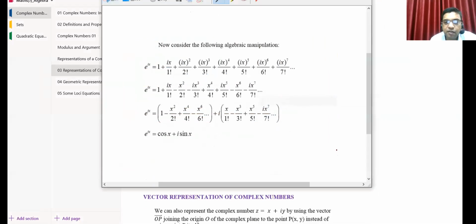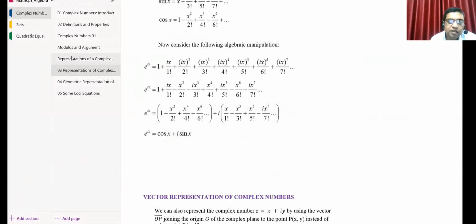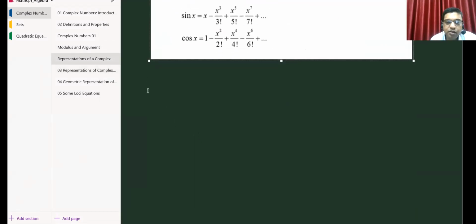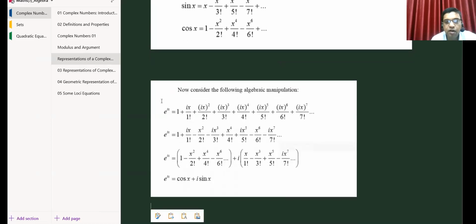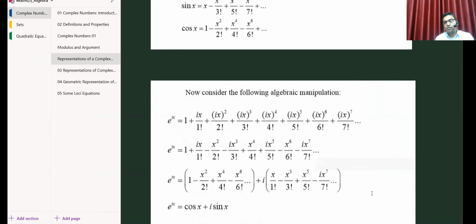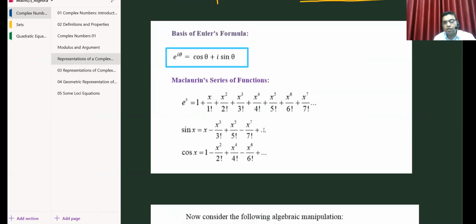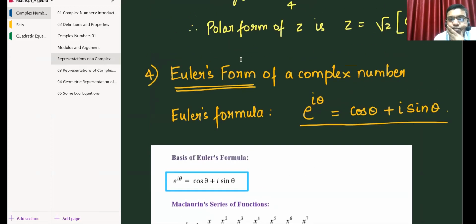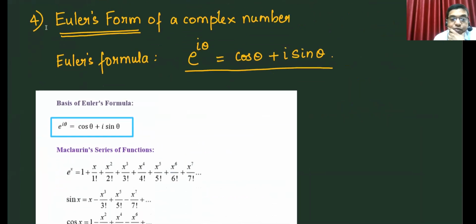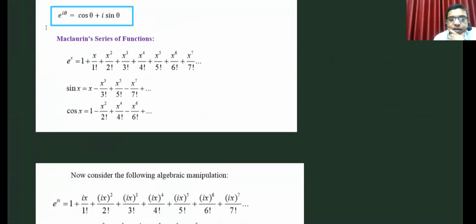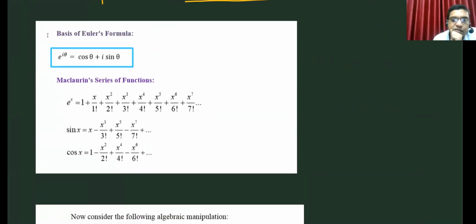However, I'll give you a graphical representation for this. There's a proof. What I'm showing you right now is a proof of how e power i theta is equal to cos theta plus i sine theta. Now this is a very, very useful form, extremely useful. You can solve problems so quickly because of this, if you learn this.